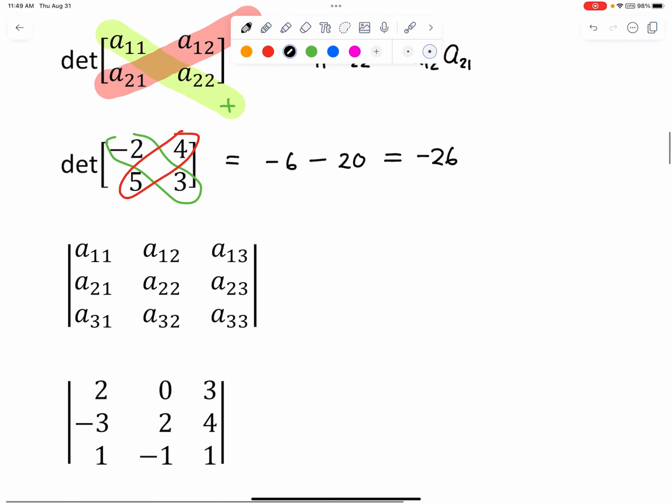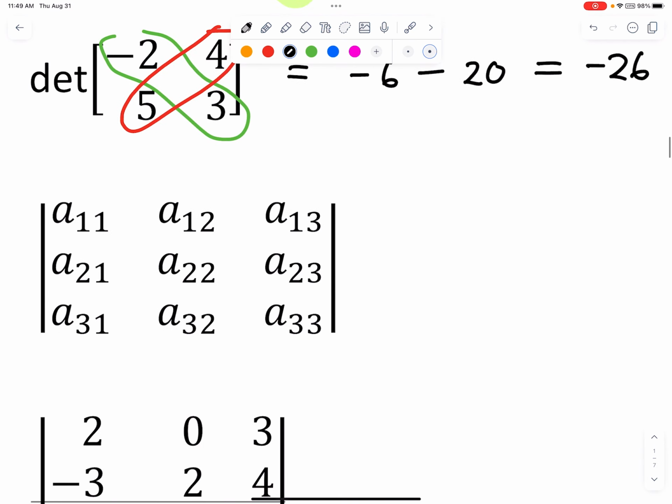All right, let's look at the 3 by 3 case. It gets a little bit more complicated here. It turns out if your matrix is 3 by 3, if it's n by n, there's going to be n factorial signed elementary products. So in this case, there should be a total of 6 elementary products. And let's go ahead and see if we can figure out what they are.